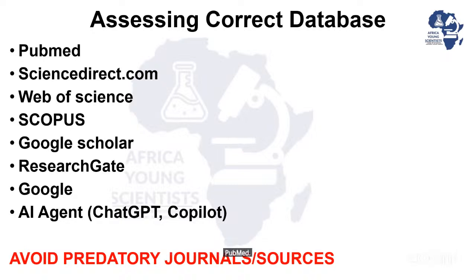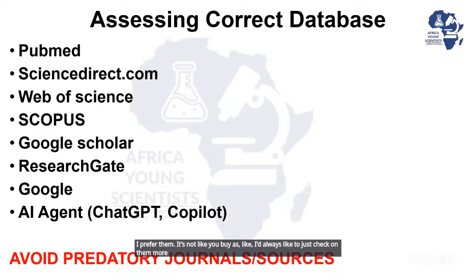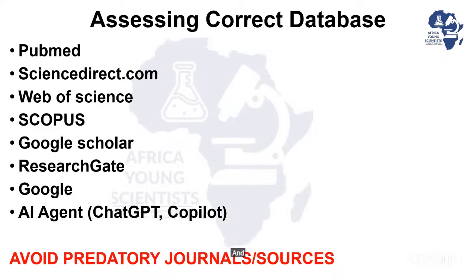PubMed, ScienceDirect.com. I have a personal bias for ScienceDirect.com. I prefer them, not really a bias, I just always like to check them more than any other. But all of these are places where you can get information: PubMed, ScienceDirect.com, Web of Science, Scopus, Google Scholar, ResearchGate, even doing a quick search on Google or Copilot. So I put AI agents too, ChatGPT and Copilot.